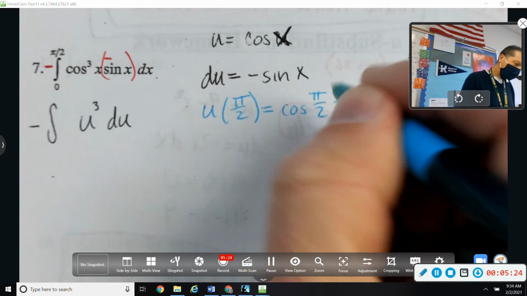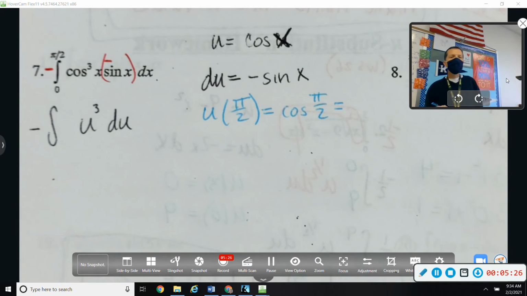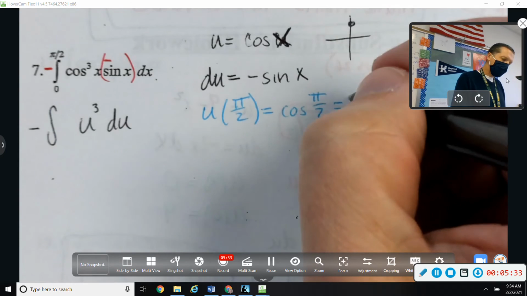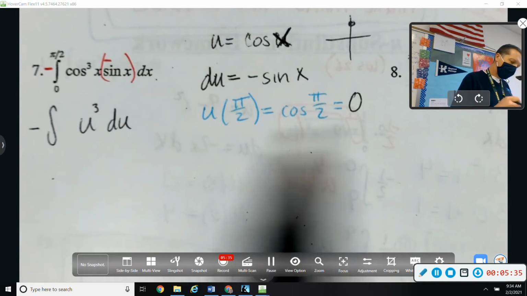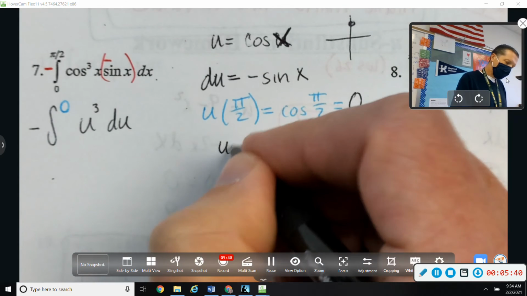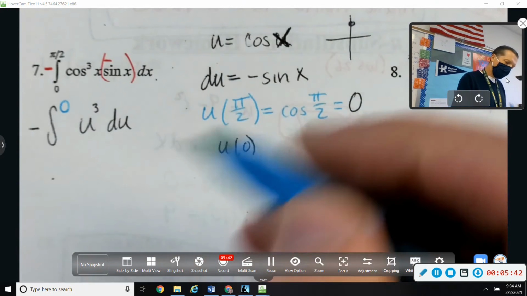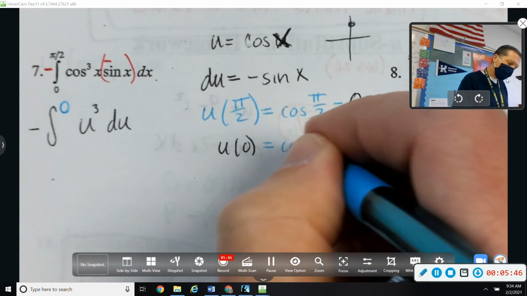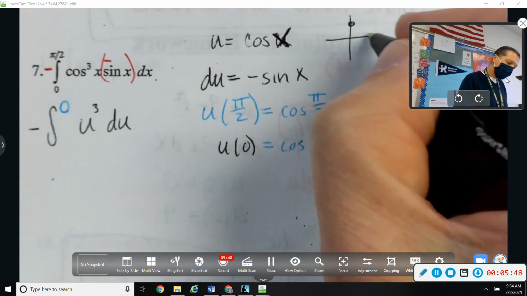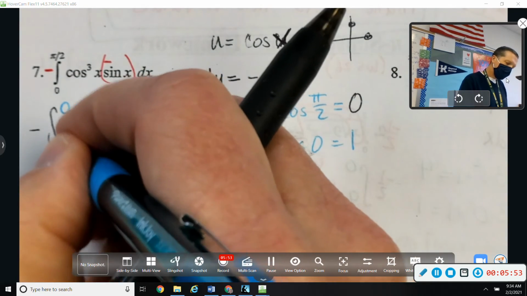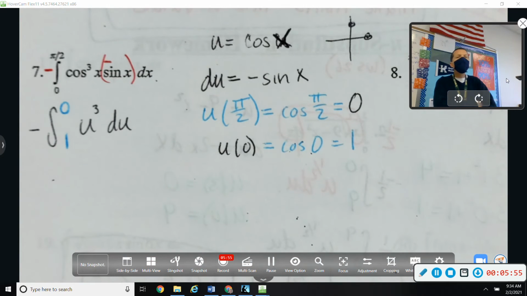So if x is pi over 2, cosine of pi over 2, pi over 2 straight up, cosine would be 0 there. So the top limit is 0. U of 0, keep my colors consistent here, would be cosine of 0. That's over here. Cosine of 0 is 1. So the integral from 1 to 0 of u cubed.